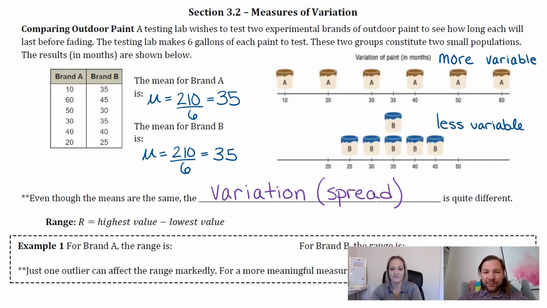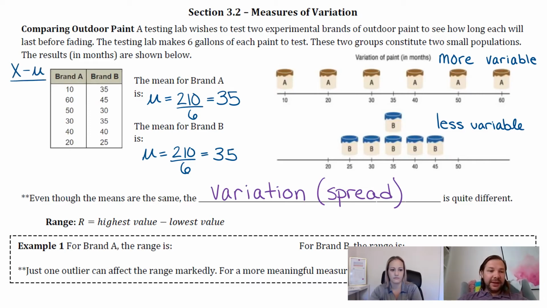Paint A is more variable, whereas paint B is less variable. They both have the same average length before fading, but one has a lot more variation. And so let's try to measure that spread now. One way that you could do that is to try and measure the distance from every data point to the mean. Okay, so let's do that real quick.